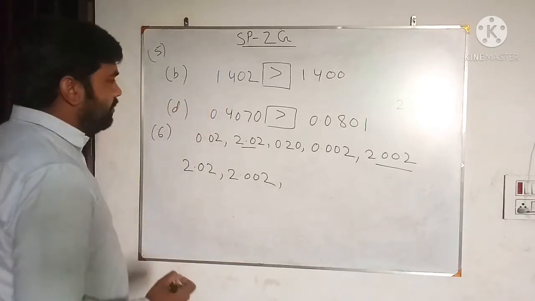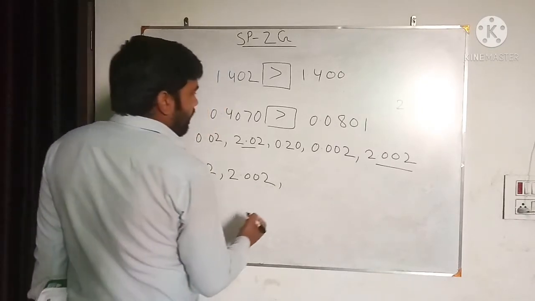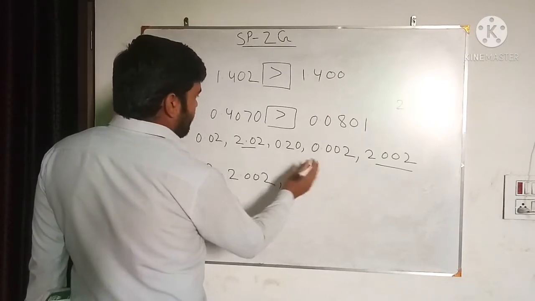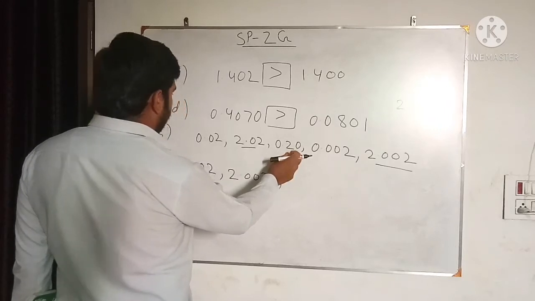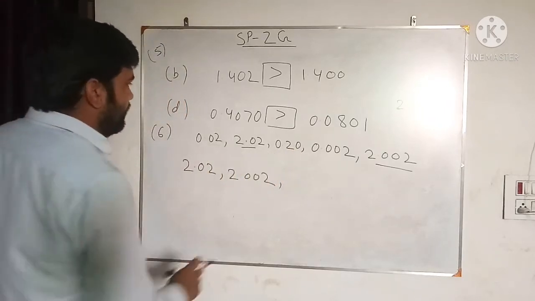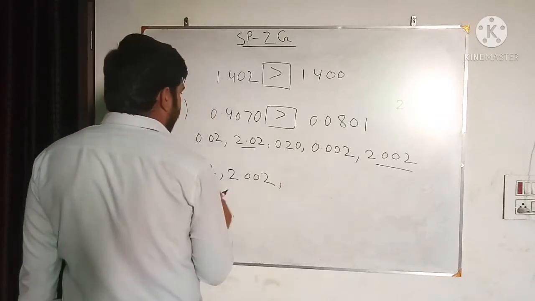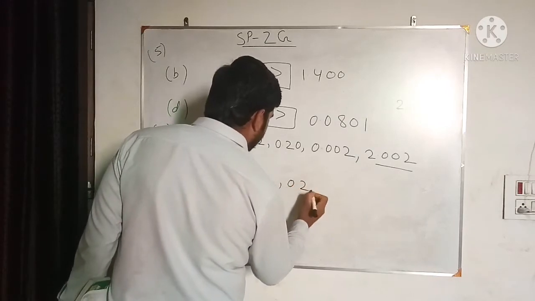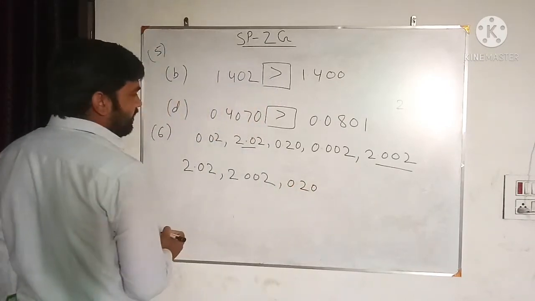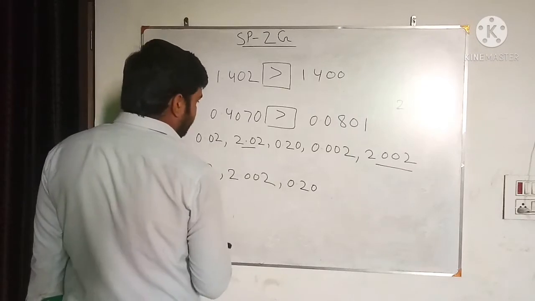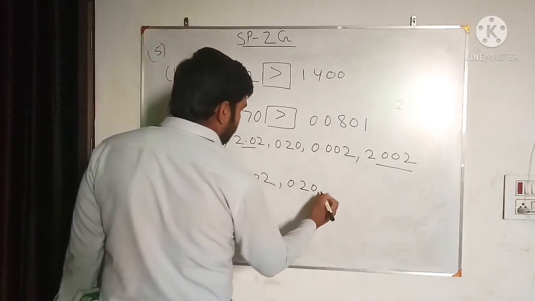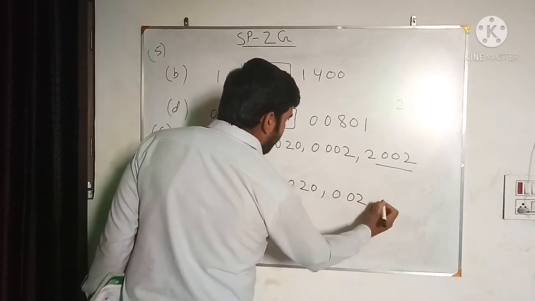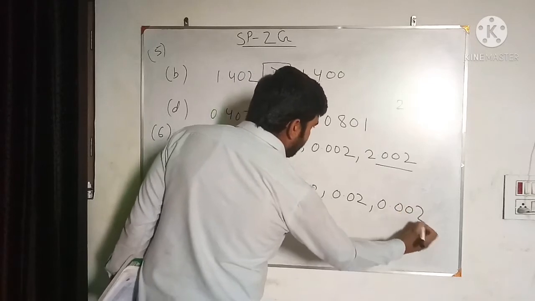And after that, do the comparison of 0.002 in 3 decimal places. This is 2, this is 200, and this is 2. So this is the smallest one. The greatest one is 200, so you write 0.20, because in 3 decimal places it becomes 200. And after that 0.02, that is the 20, and at the last 0.002. This is in the descending order.